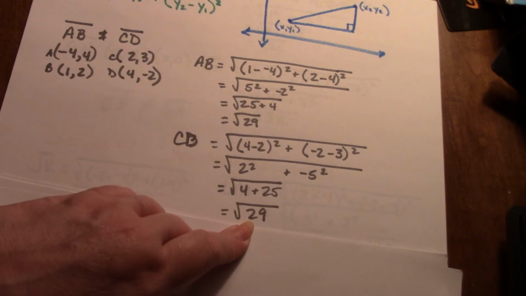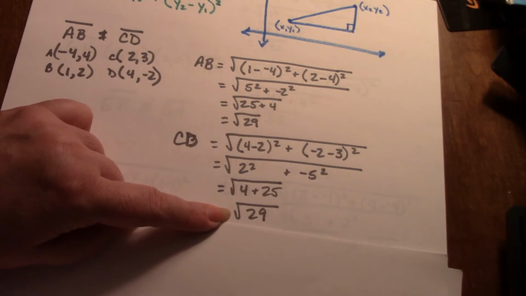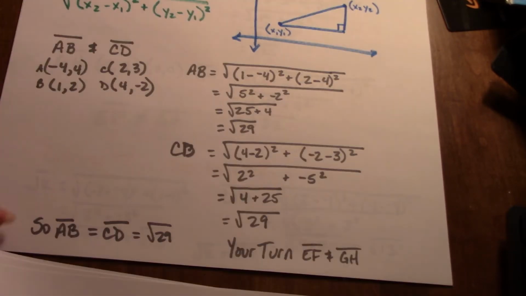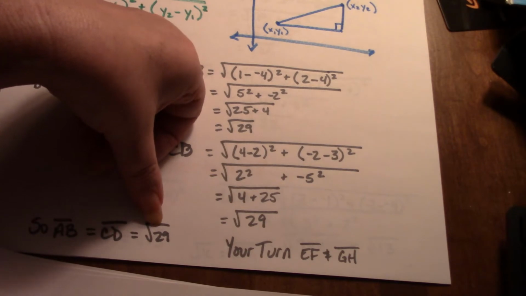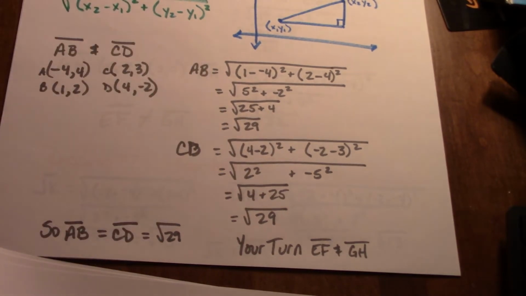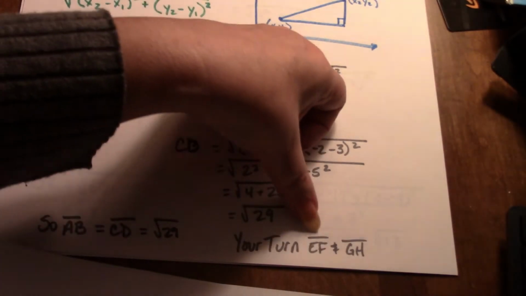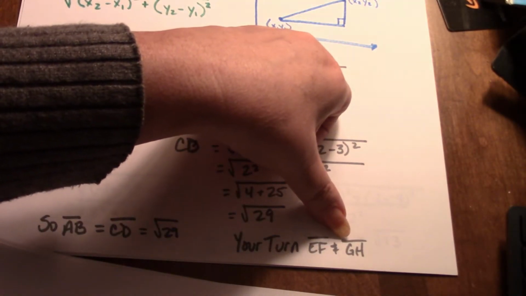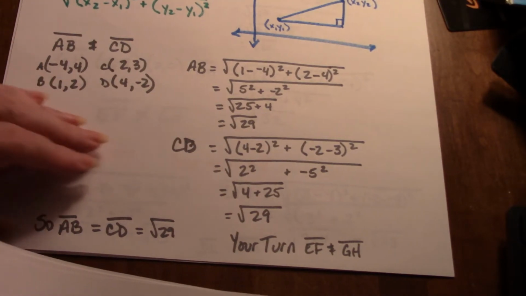Which gives us a square root of 29. AB and CD are the same length using the distance formula. So line AB equals line CD equals the square root of 29. So the next thing they're asking you to do is do the same thing for lines EF and GH. So pause here, give that a shot, and come back when you're done.